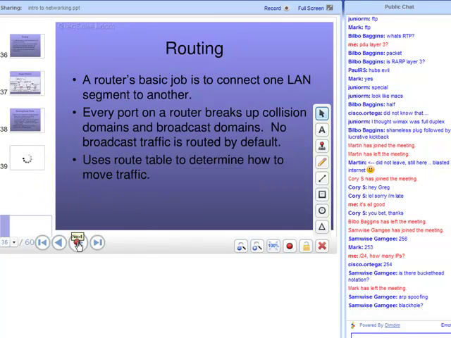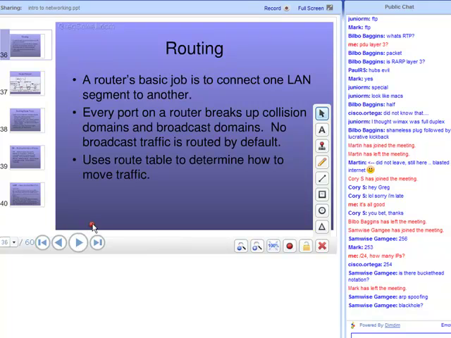Let's see, moving on. Routing. Routing's basic job is to connect two subnets together. Every port on a router breaks up collision domains and broadcast domains, as in even if broadcast traffic gets sent, by default it's dropped at a router. It's like DHCP requests. If you have a DHCP server on the other side of a router, if you're doing Cisco, you have to have a helper address, which basically takes those DHCP requests because they're broadcast, and sends them out unicast to that specific server. Or Mikrotik has a DHCP relay agent in there too that'll do the same thing. It'll take those broadcasts and send them over.